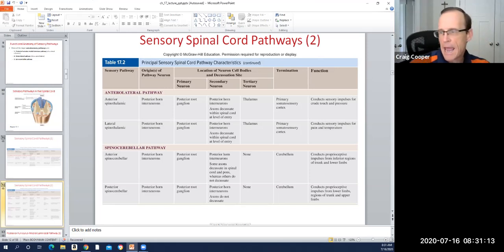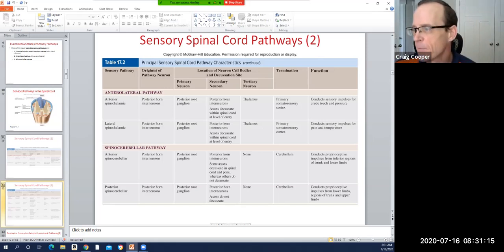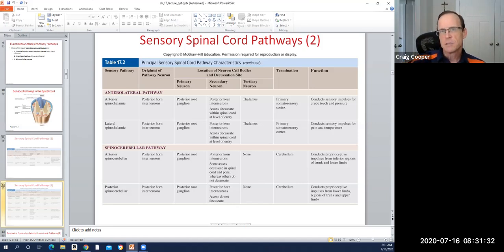If we look at the anterospinothalamic pathway, we're going to get crude touch and pressure. So that's more like if I cinch that belt up really tight, then that's going to be carried on that pathway, where I just have a lot of pressure. Crude touch is more just, I know something's touching me, but I don't recognize exactly what it is. Discriminating touch is more that you can identify what it is.